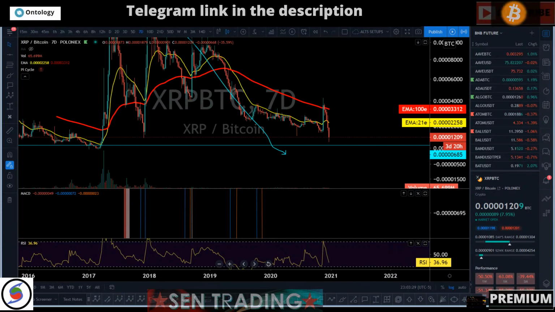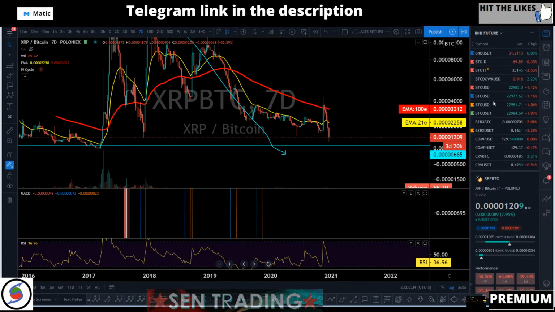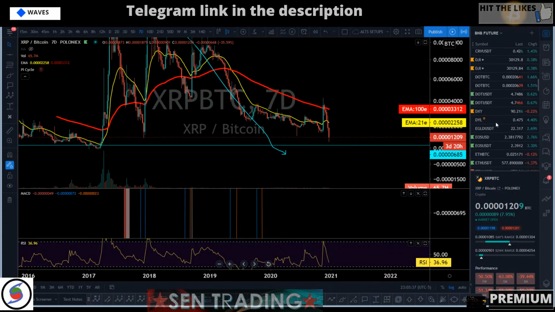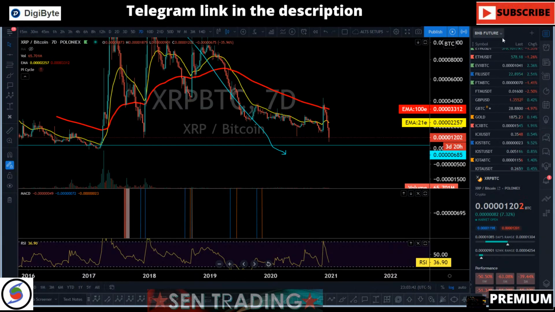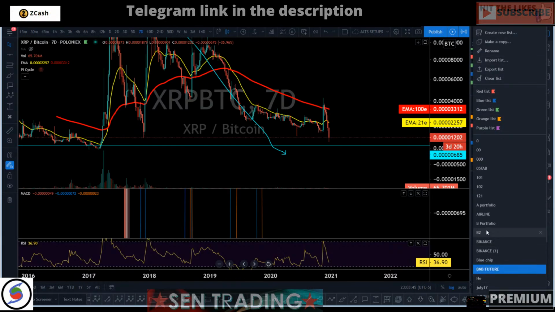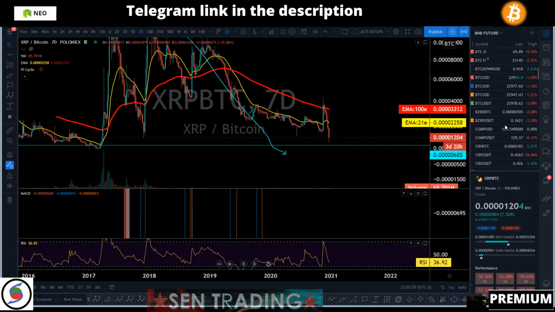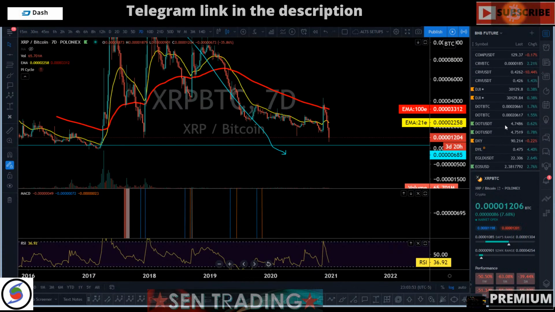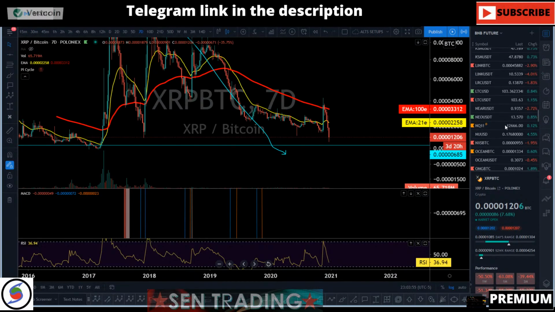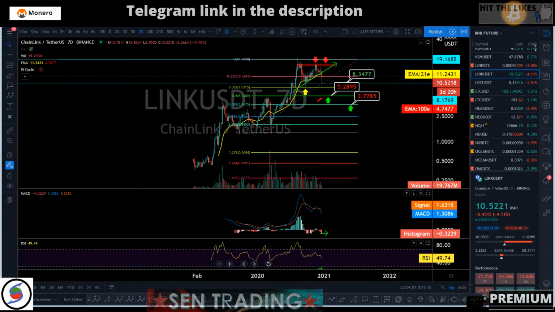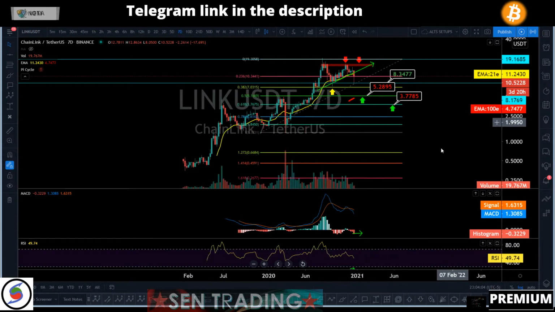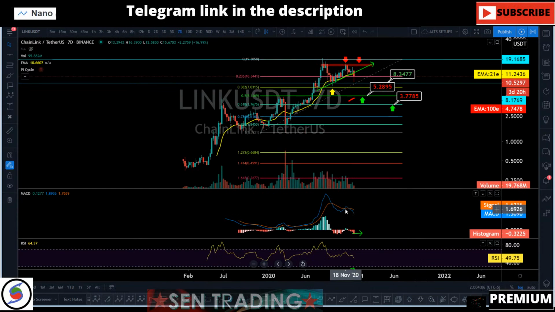So now let's go ahead and take a look at the Chainlink chart. So the LINK. We're gonna talk about LINK on the macro scale first, but LINK doesn't have enough history for us to talk about it on the macro scale. But we're just gonna try.